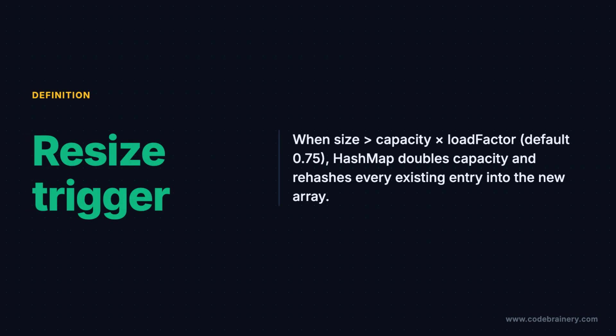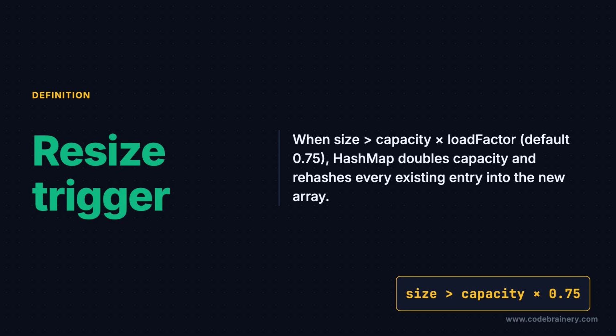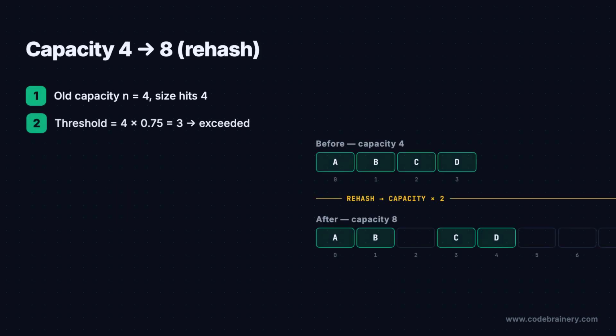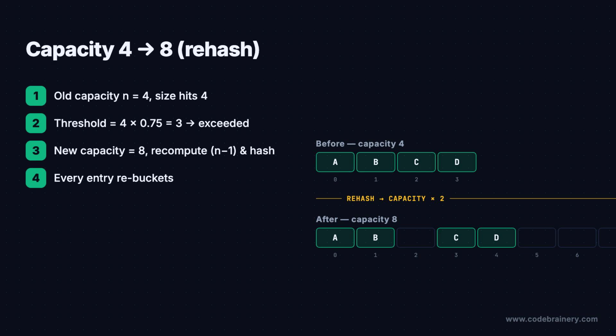Now the magic moment. Resize. HashMap watches its size. The instant size exceeds capacity times the load factor, 0.75 by default, it stops everything. Doubles the capacity. And rehashes every single existing entry into the new, larger array. Example: capacity 4. We've inserted 4 keys. A, B, C, D. Size hits 4. Threshold was 3. We resize.